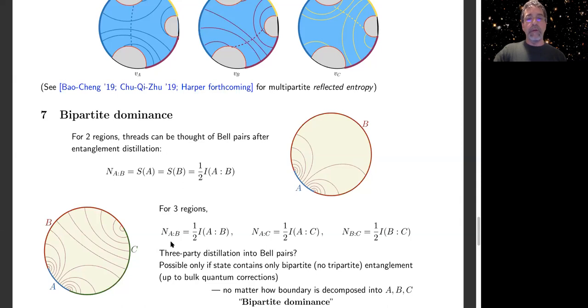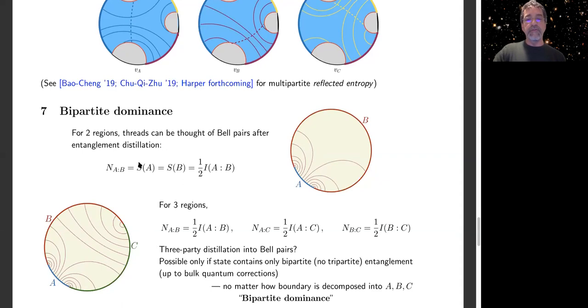Now, in the case above, the fact that you can do a distillation into Bell pairs and the number of Bell pairs is equal to the entropy is, as I said, basically a truism. But for three regions, in general, for a three-party quantum state, you cannot do a distillation into Bell pairs because it might have tripartite entanglement. So if this is true, then it would be saying that the state only contains bipartite and no tripartite entanglement, which is a pretty strong statement about the nature of the state.